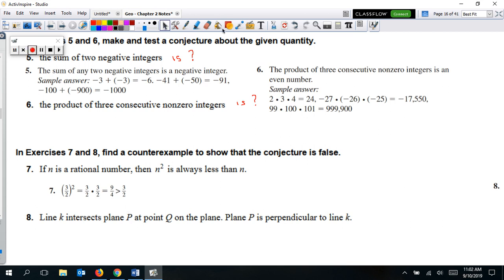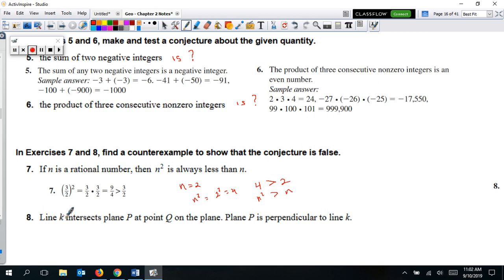Really, you can almost use any number. Like I said, you could use 2. So if n is equal to 2, that means n squared is going to be 2 squared, which equals 4. And we know 4 is greater than 2. So the n squared here is greater than the n. This is saying that n squared is always less. So it disproves it. You just need one counterexample, though, to disprove the argument.